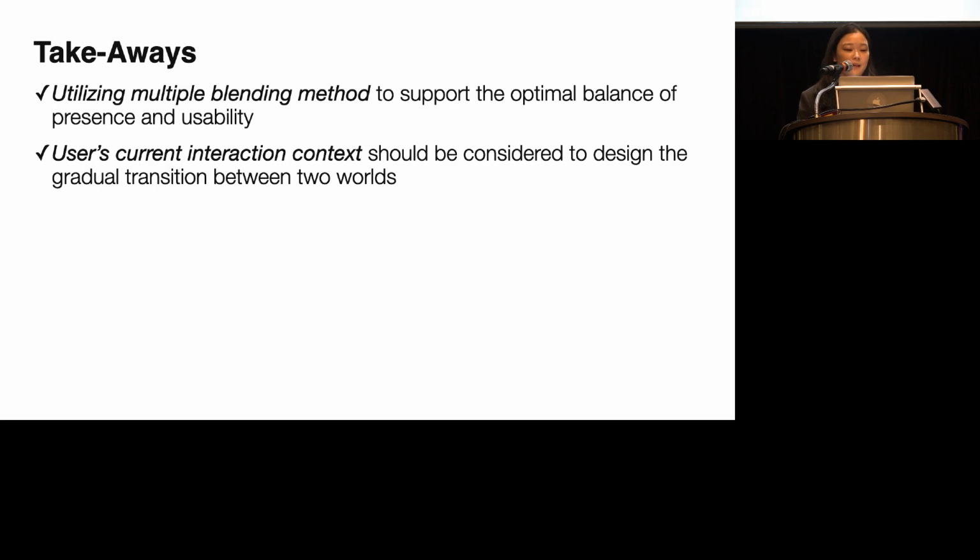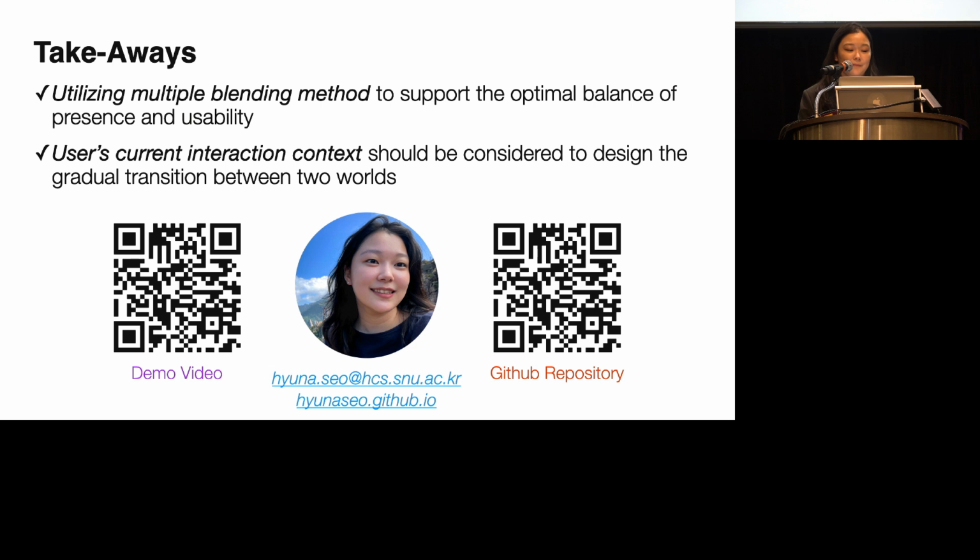The key takeaway from our research is that now we should move on to the new paradigm of utilizing multiple blending methods to support the detailed and optimal balance of presence and usability. Also, users' current interaction context should be considered to design the gradual transition in cross-reality. And this ends my talk, and I'm happy to take questions. Thank you.